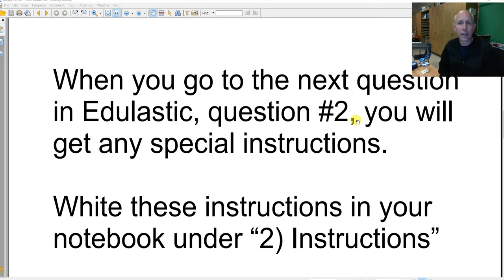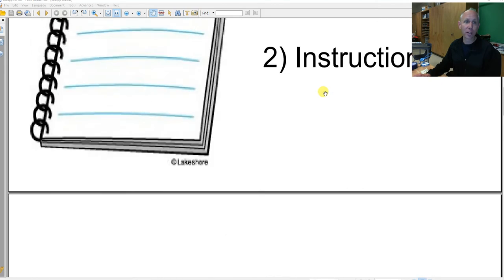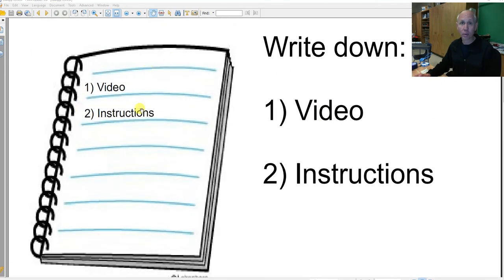When you go to the next question in Edulastic, which is question number 2, this is question number 1, you will get any special instructions. Now those instructions might change depending on what topic we're doing. Maybe it's going to say you can't use a calculator. Maybe it's going to say get out a piece of graph paper. I'm not sure. Read those special instructions and write them down under number 2 instructions. What do I mean number 2 instructions? Up here, right? We already wrote down number 2 instructions, so write the instructions underneath that.